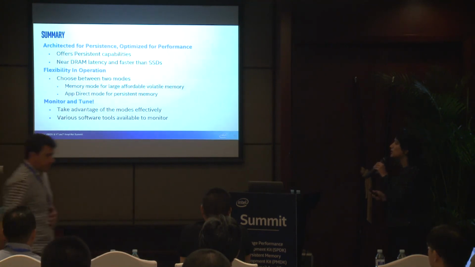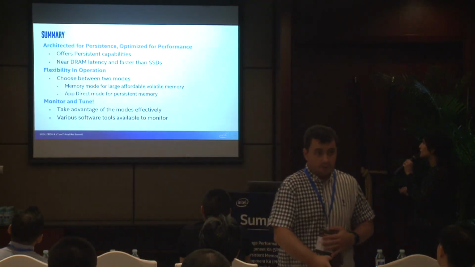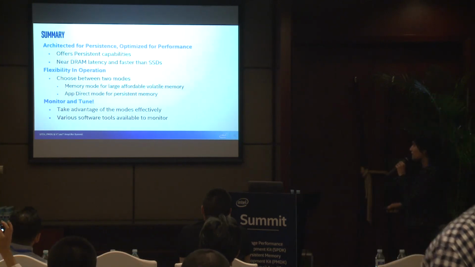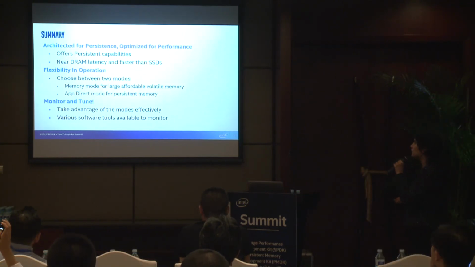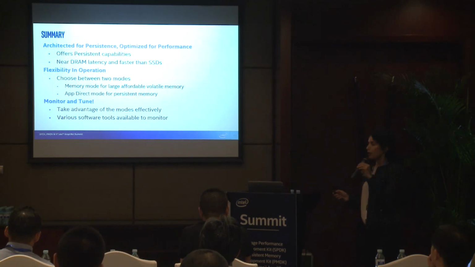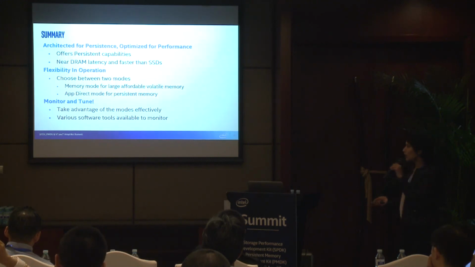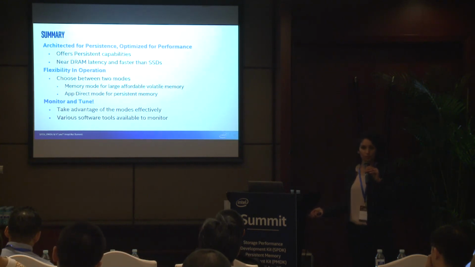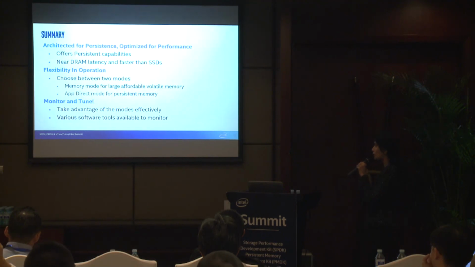The summary here is that Intel Optane DC persistent memory has been architected for performance and persistence, and it's optimized for performance as well. It offers persistent capabilities. It is near DRAM latency, and it's much faster than SSDs. There's flexibility in operation, and what I mean by that is you can choose between two modes. You have memory mode, which gives you large, affordable, volatile memory, and then you have app direct mode, which can be used for persistence and can also be used for volatile purposes. And then you want to monitor and tune to take advantage of the modes effectively.